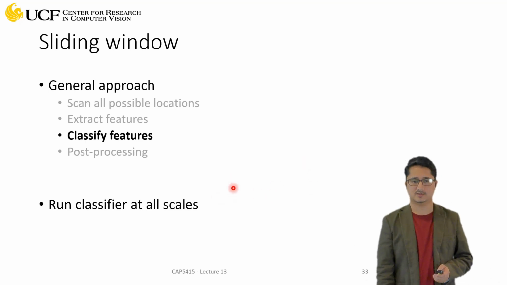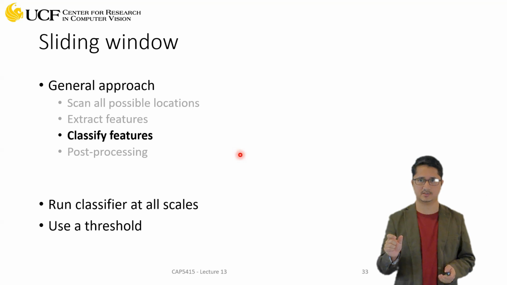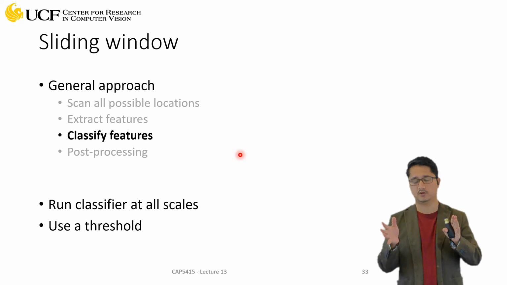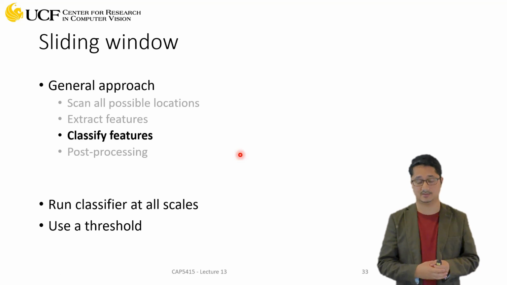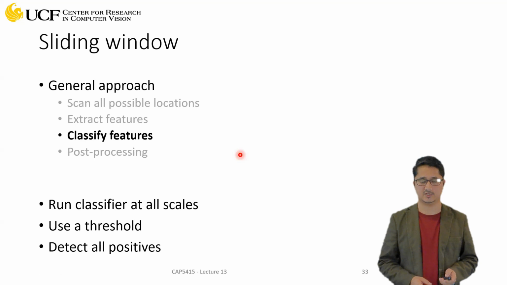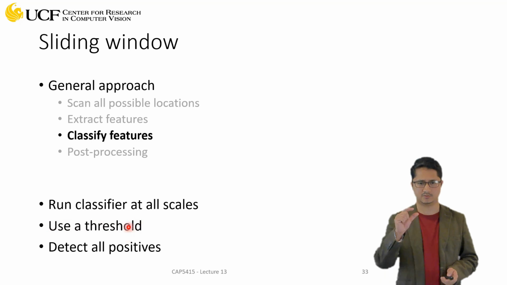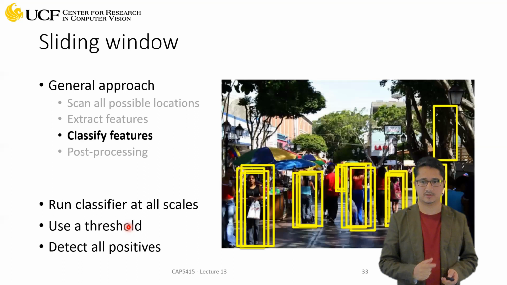Okay, so once that is done, we use that classifier to make predictions on whether a person is present or not. And again, we do that at multiple scales. And of course, for preparing your training data, you will also do that at multiple scales, so that will help. You'll have to use some kind of threshold to say whether the object is present or not. Again, that's part of a classifier, you know all that.